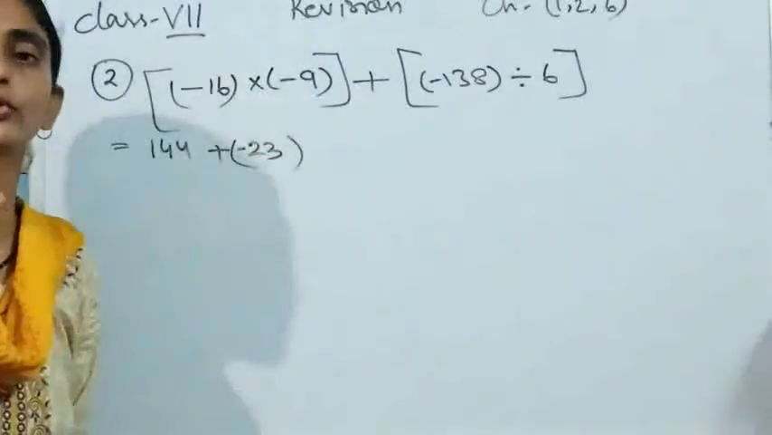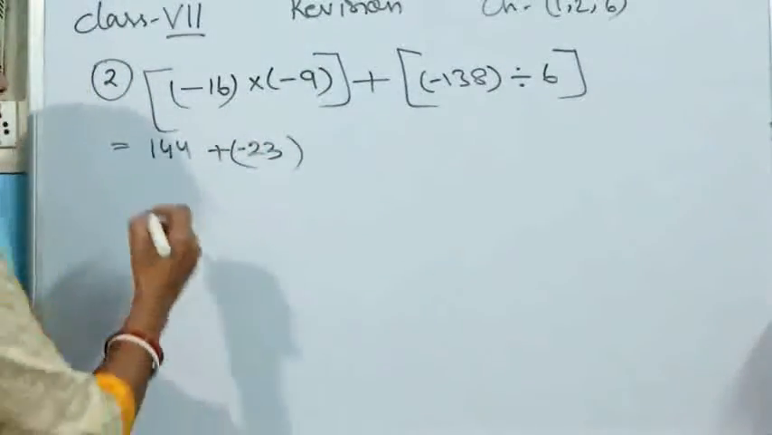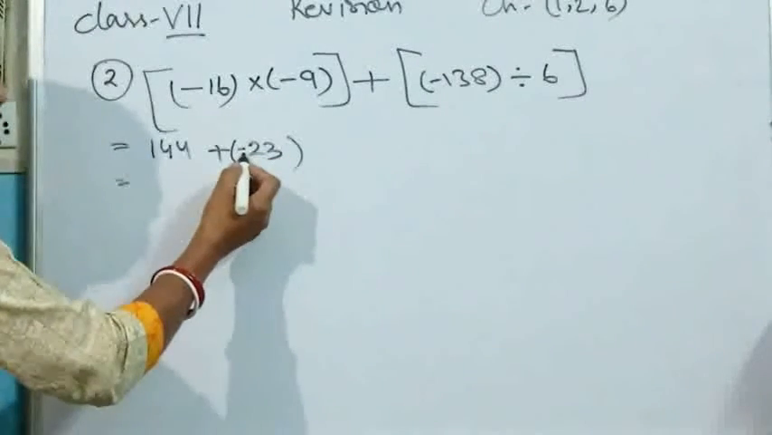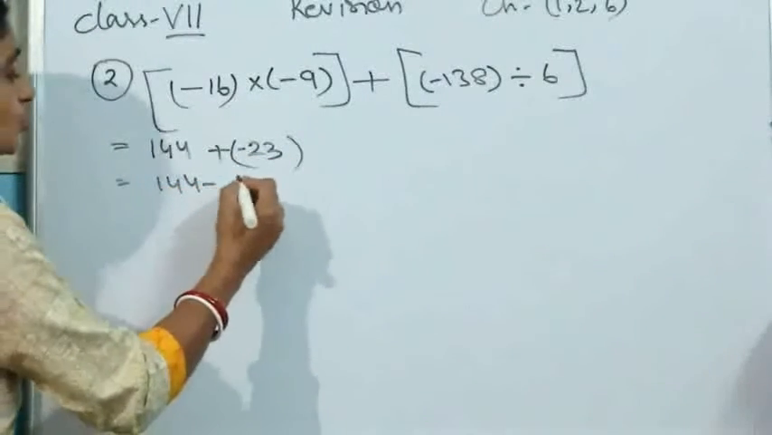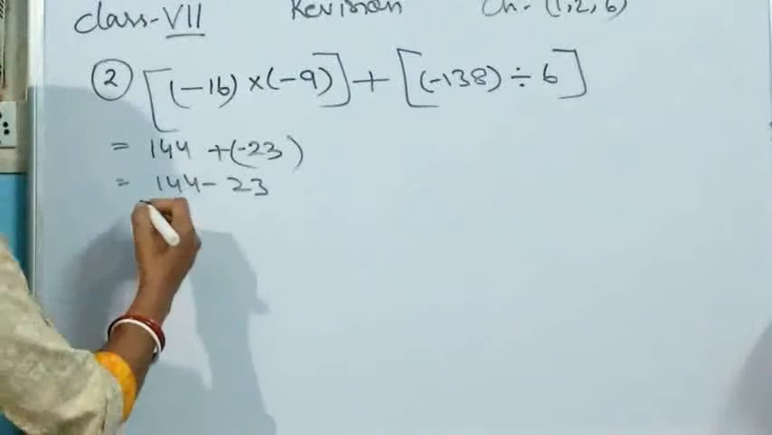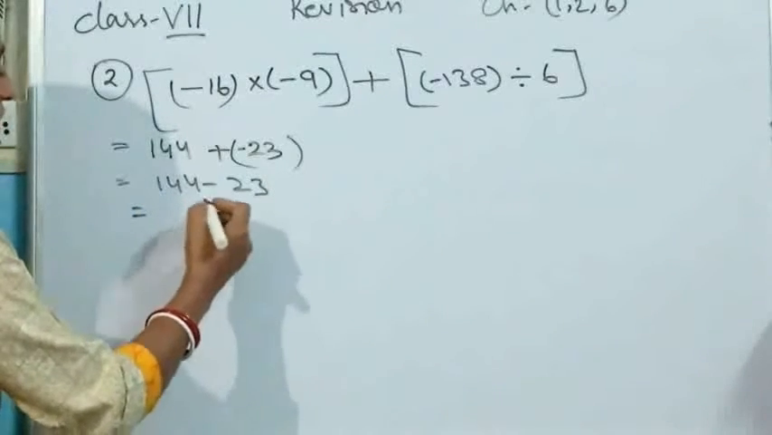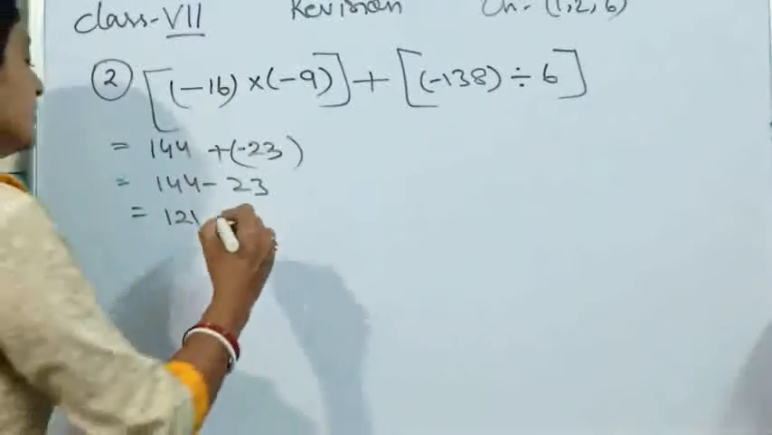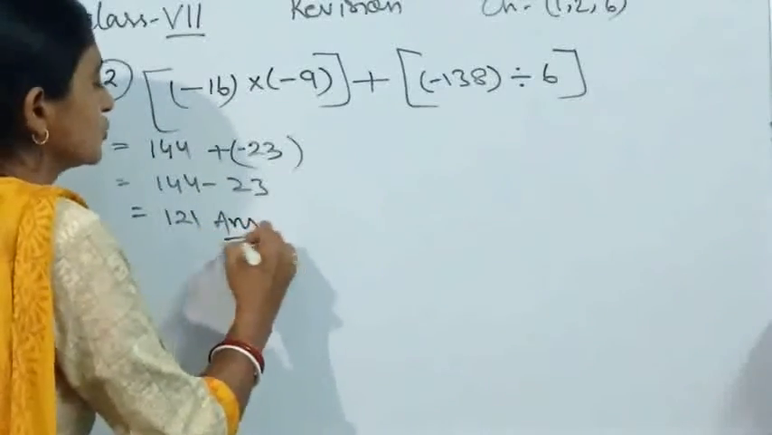If you want, you can go for the rough calculation. Now actually in place of addition, as it has the negative sign, that means we are going to do actual subtraction. And when I am doing the subtraction, what I will get? Yes, it will become 121. That is the answer you will get in this question.